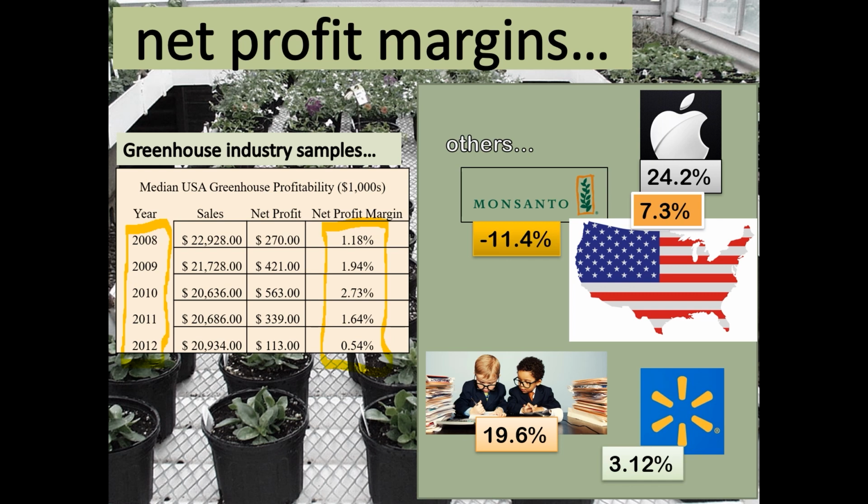Just for fun, I made this slide a little while ago, but I put in the national average for the United States about 5 years ago, which was 7.3. Apple was 24.2. Monsanto was negative. Monsanto was bleeding money back then. Tax accountants tend to be around 20%. Here's the interesting one for me. Walmart was 3.12 margin. So we had the greenhouse industry here, median profitability during these lean years, making half the net margin of what Walmart made.